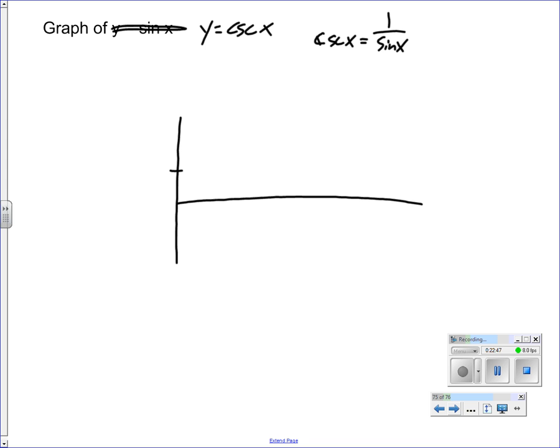So we start marking off our graph the same as we would for graphing the sine function. We go out to 2 pi, every quarter of the way. We have a special point. And then we'll make our sine graph in green. So our pattern for sine is 0, max, 0, min, and back up to 0.